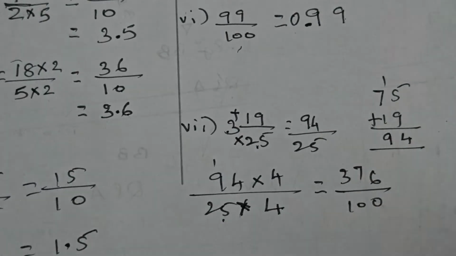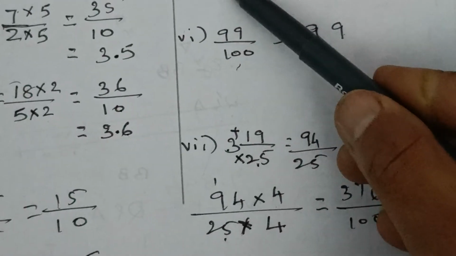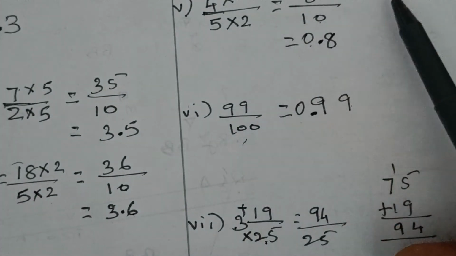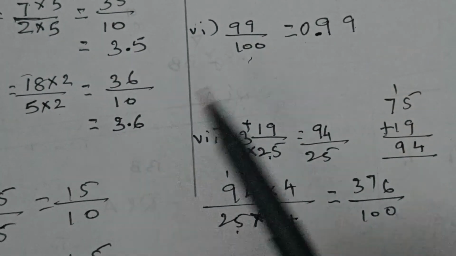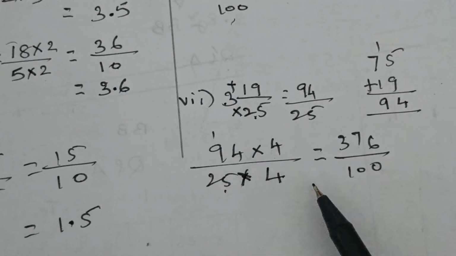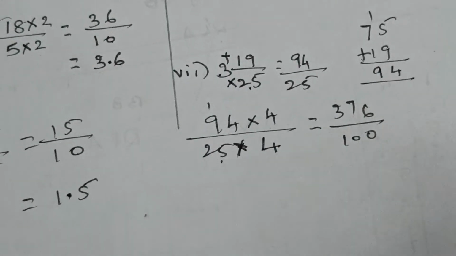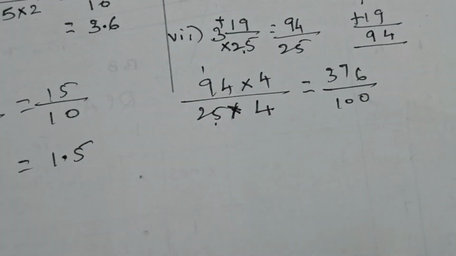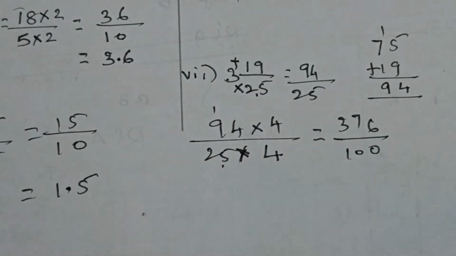So to do this, children, you should know 2 into what gives 100, 5 into what gives 100, 2 into 5, 5 into 2. Then 4 into 25 and 25 into 4. 50 into 2, 2 into 50. 20 into 5 and 5 into 20. If you are thorough with this, it is so easy to change a fraction into a decimal.